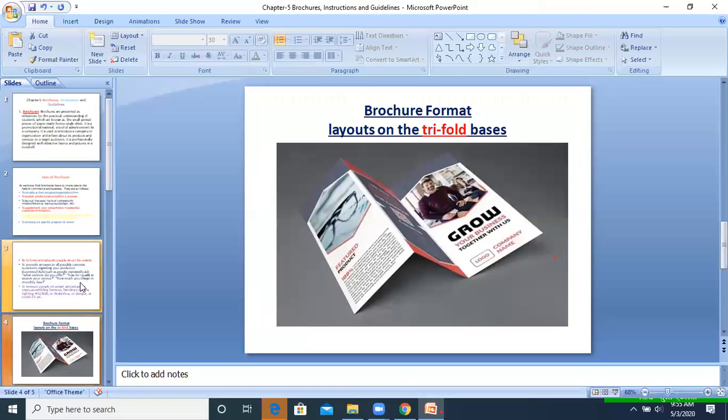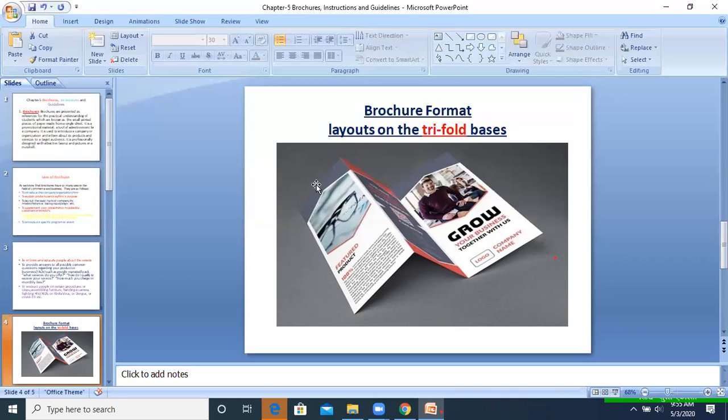We have very short time. We have just 6 minutes remaining. Within 6 minutes, let me show you some brochure formats here. How many folds do you see on the screen? Three. Three folds. I have already told you in the beginning, a brochure looks like a three-folded paper. It has three folds. It can wrap over one to another.